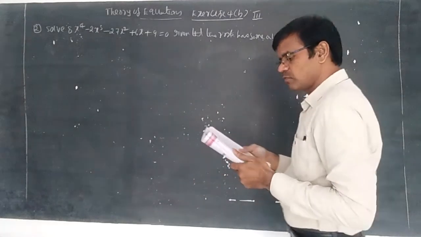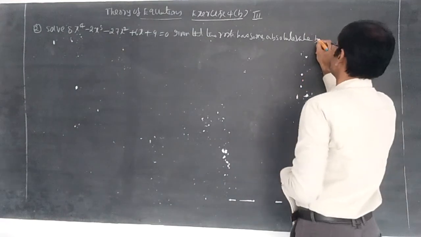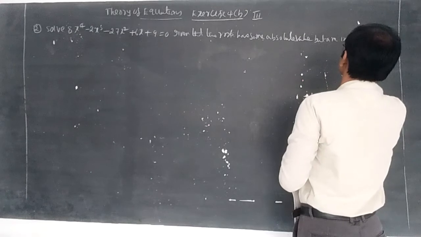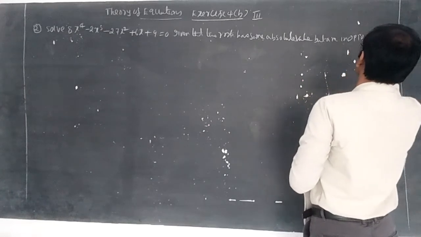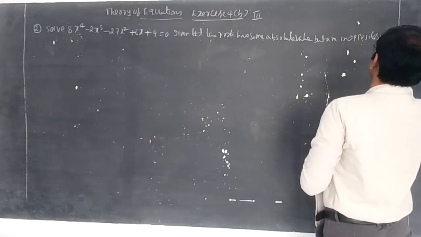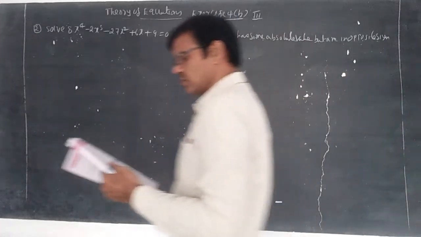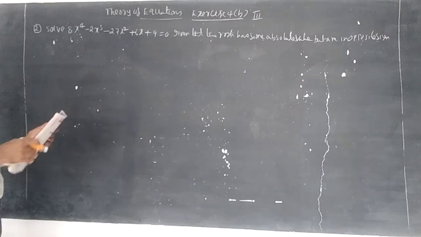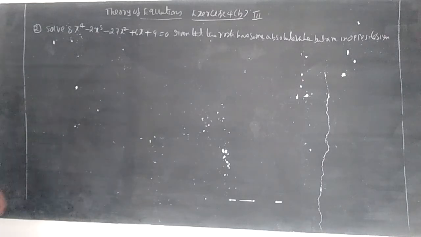Same absolute value but are in opposite sign. Solve 8x power 4 minus 2x cube minus 27x square plus 6x plus 9 equal to 0.